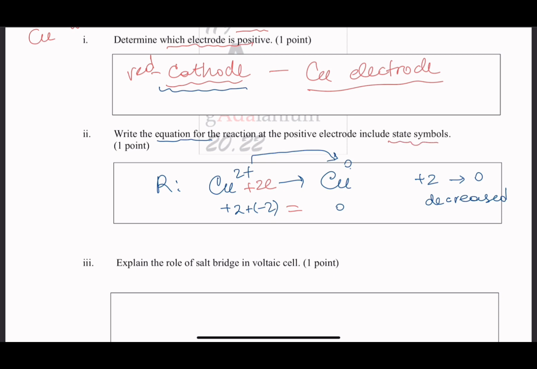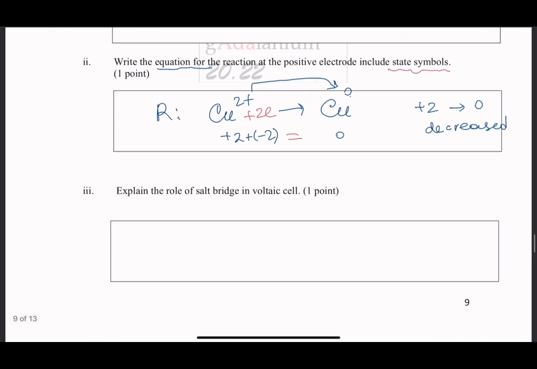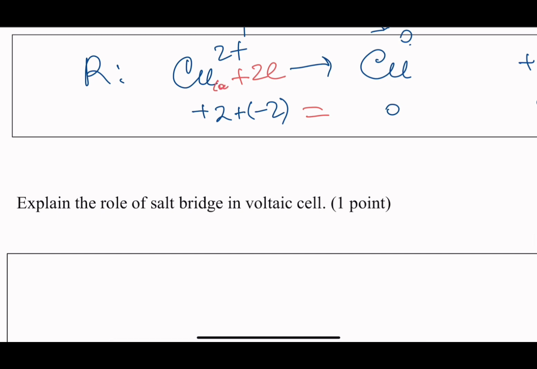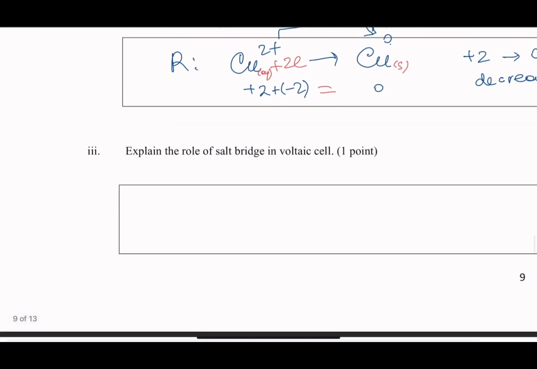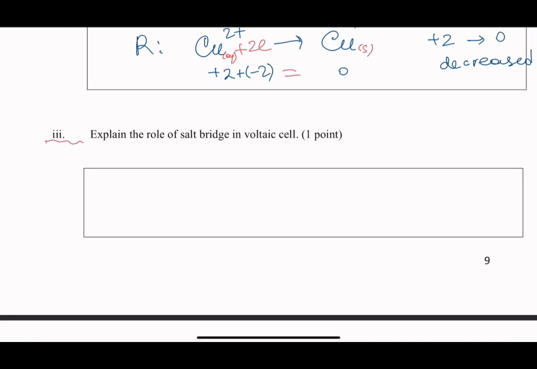It's asking for state symbols. So you guys see that copper +2 is in an aqueous solution, while the copper with 0 charge is a solid metal. Okay, so we need to write aqueous in here and solid in here. Now we're complete. And now on the third question, explain the role of the salt bridge.